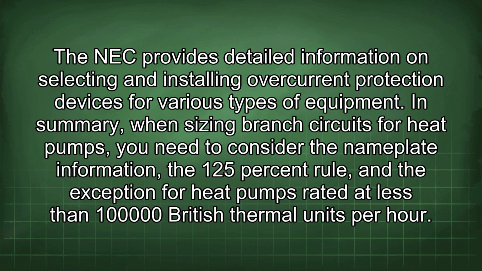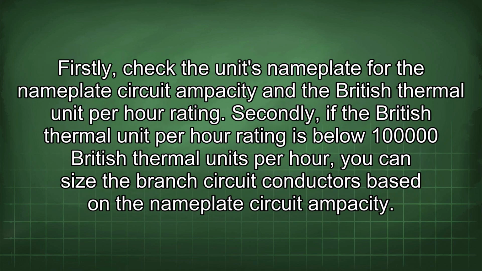the exception for heat pumps rated at less than 100,000 British thermal units per hour. Firstly, check the unit's nameplate for the nameplate circuit ampacity and the British thermal unit per hour rating. Secondly, if the British thermal unit per hour rating is below 100,000 British thermal units per hour, you can size the branch circuit conductors based on the nameplate circuit ampacity.